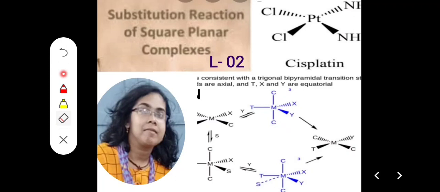Then this square pyramidal shape is converted into a TBP shape, then the TBP shape is converted back into a square pyramidal shape, and lastly we get a square planar complex which has the incoming ligand, while the leaving group leaves the complex. Okay, so two pathways can be observed. One is the solvent pathway, the other is the nucleophile pathway. As the complex is coordinatively unsaturated and electronically unsaturated, there is no steric hindrance, so the incoming nucleophile as well as the solvent molecule can both participate in complex formation.